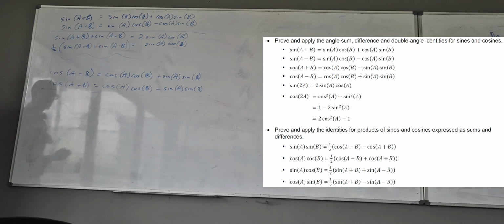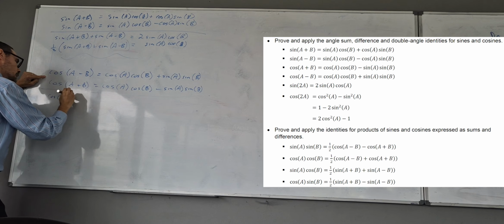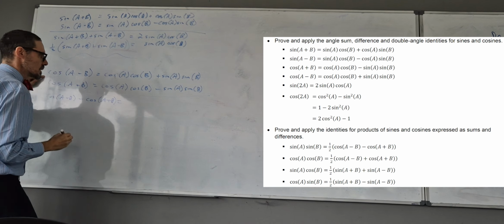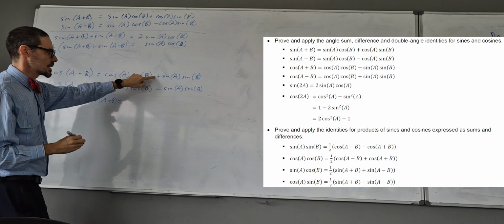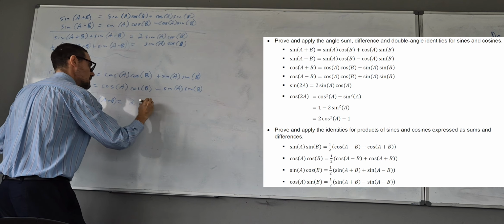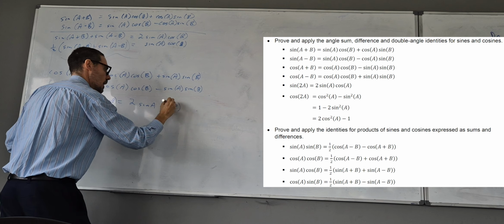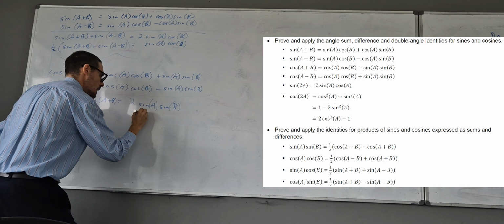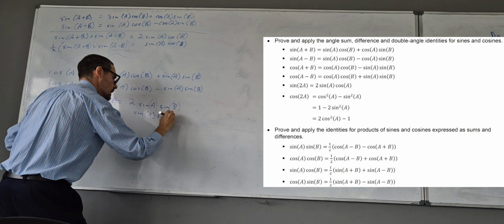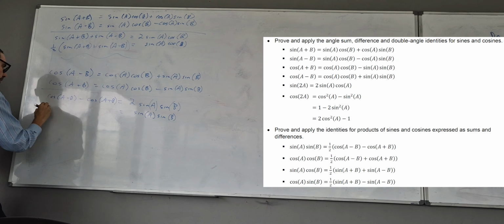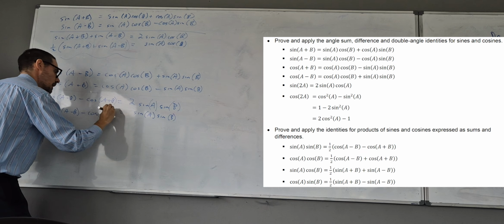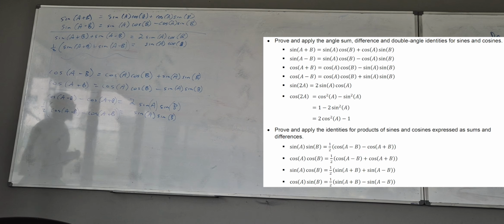If I subtract, I'm going to get cos A minus B minus cos A plus B equals, that goes away, this minus negative, 2 sine A sine B. Which means sine A sine B is a half cos A minus B minus cos A plus B. That's the first rule.